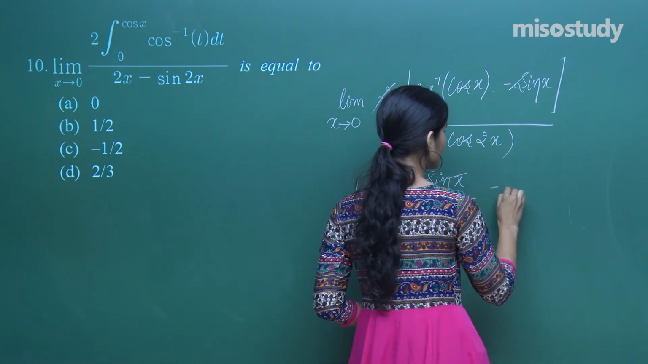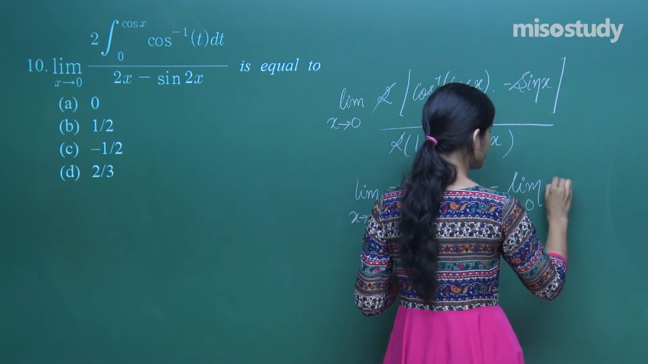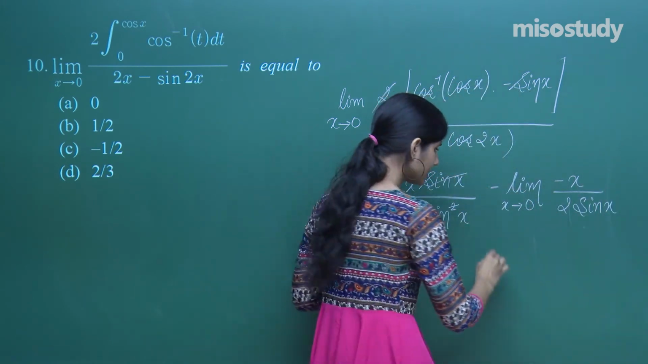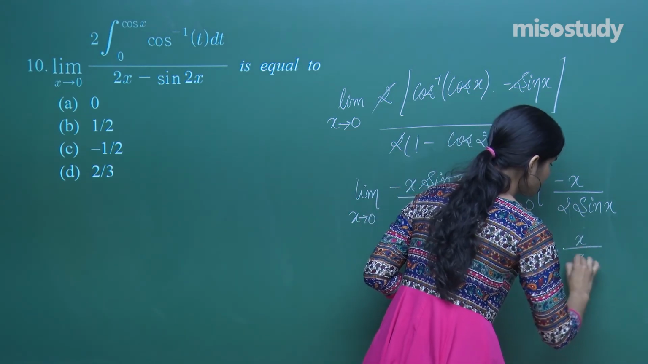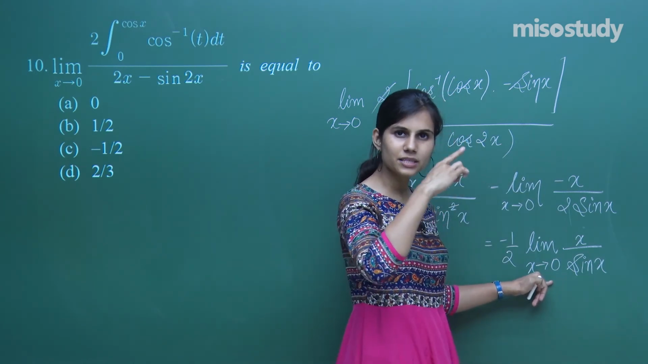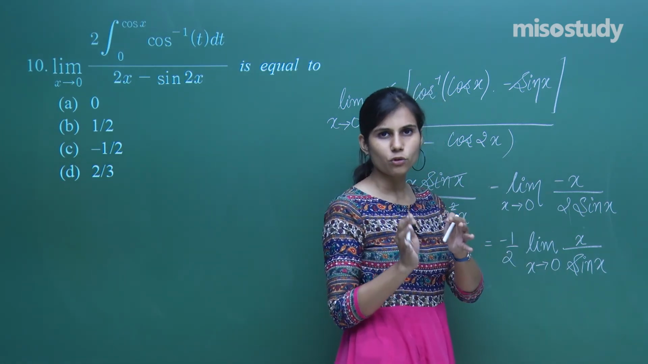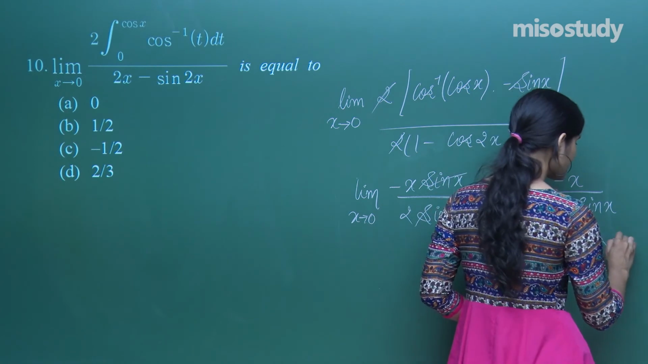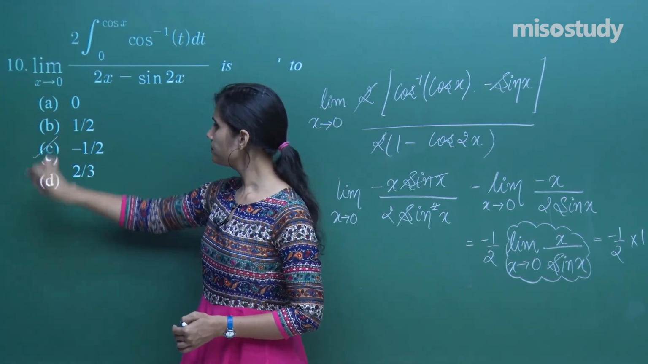You can very clearly see now you are left with limit x tends to 0 of minus x upon 2 sin x. Right? This is minus 1 by 2 outside, it's constant, limit x tends to 0, x upon sin x. Now you know that as x approaches 0, sin x approaches x. The graph of sin x becomes almost equal to the graph of y equals x when x is approaching 0, when it is very, very close to 0. So this eventually comes out to be equal to 1. If this comes out to be equal to 1, your answer is minus 1 by 2. That is what is the limit.